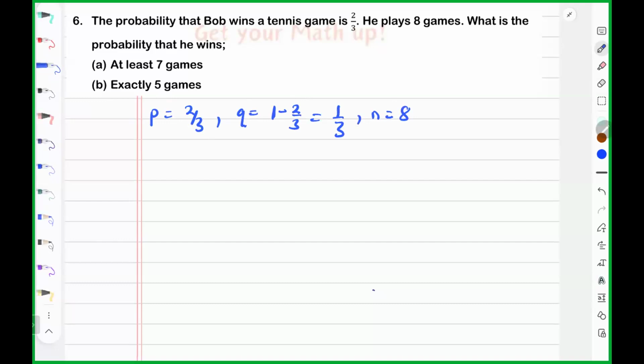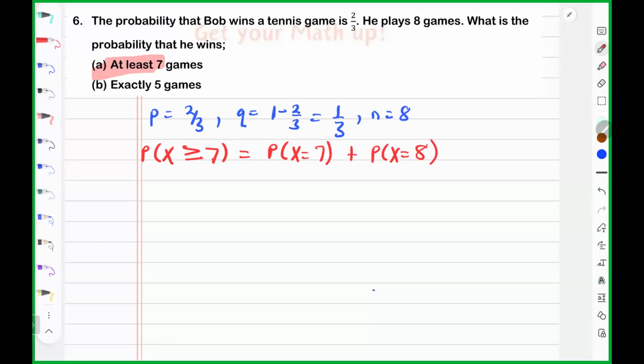Then part A wanted us to find the probability that he wins at least 7 games. So we have to be acquainted with these words, at least. At least means that you've won 7 games and above. So it means that 7 is included. So the probability of X being greater than or equal to 7, so that's at least 7 games, will be equal to the probability that X is equal to 7 plus the probability that X is equal to 8.